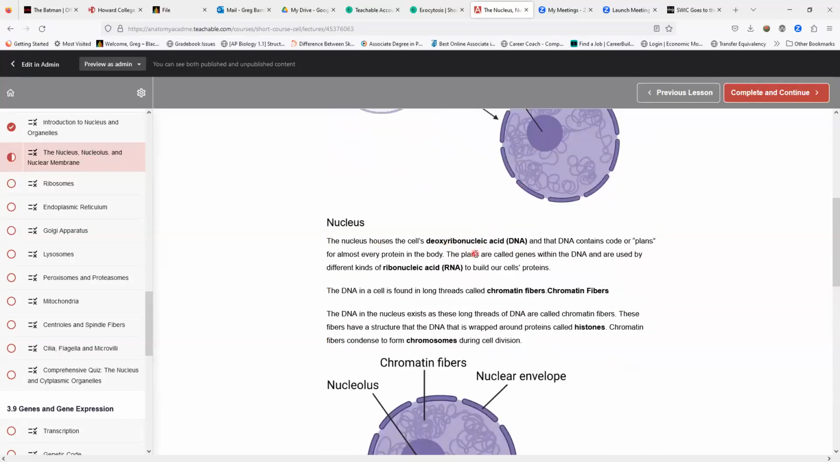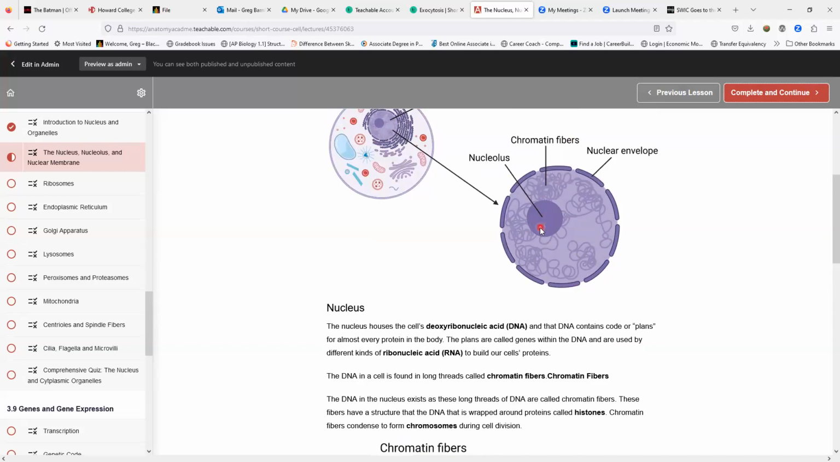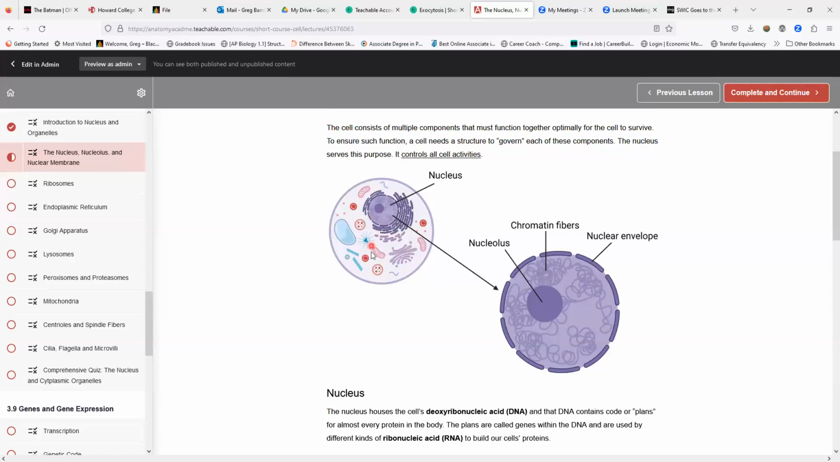It contains deoxyribonucleic acid, DNA. And that's also an area where messenger RNA can be produced, move out of these pores here into the cell, bind to a ribosome, and then undergo protein synthesis.